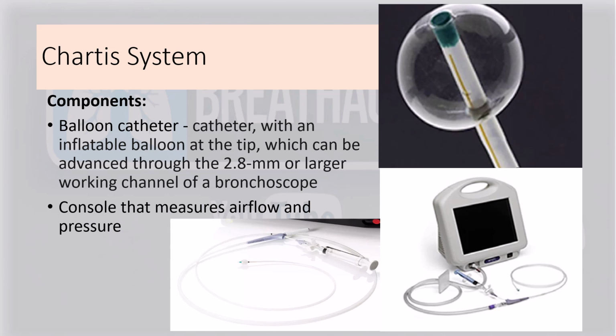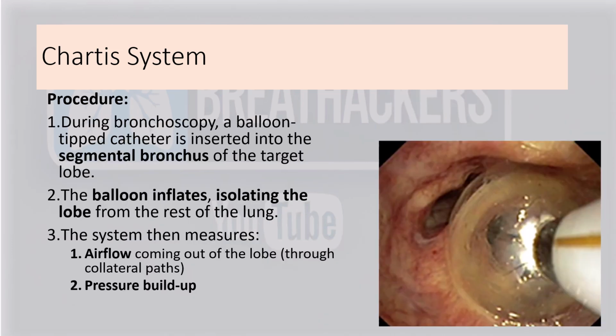So how do you measure collateral ventilation now? There is a system called the Chartis system. There is a balloon catheter, with an inflatable balloon at the tip. You can put this balloon catheter through a normal 2.8 mm working channel or maybe a larger one. And then there is a console, which measures the flow as well as the pressure.